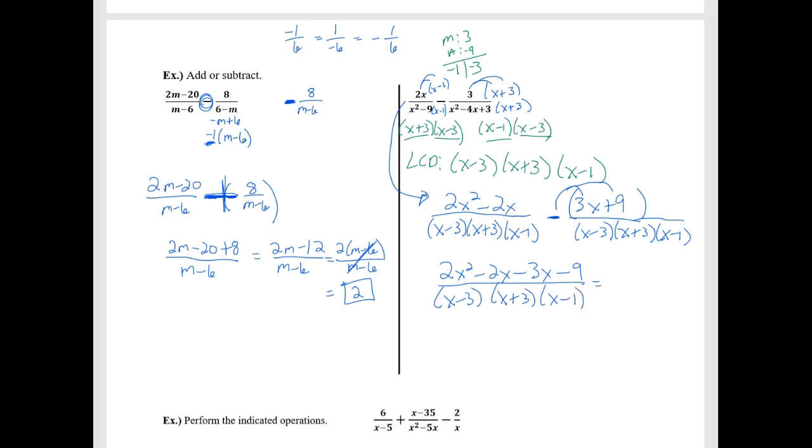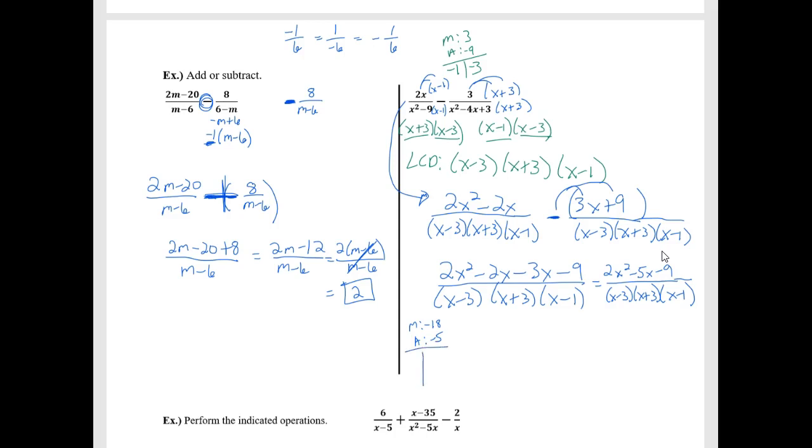We go ahead and combine our like terms. So negative 2x minus 3x would be minus 5x, all over our LCD. We check to see if we can factor. Our leading coefficient is not a 1, so I would take a times c. 2 times a negative 9 would be negative 18. And I would need factors that multiply to that and add to negative 5.